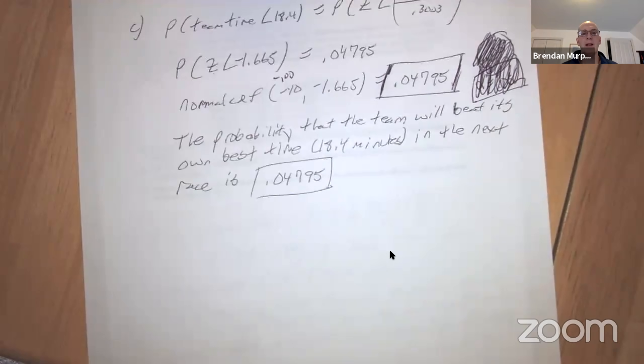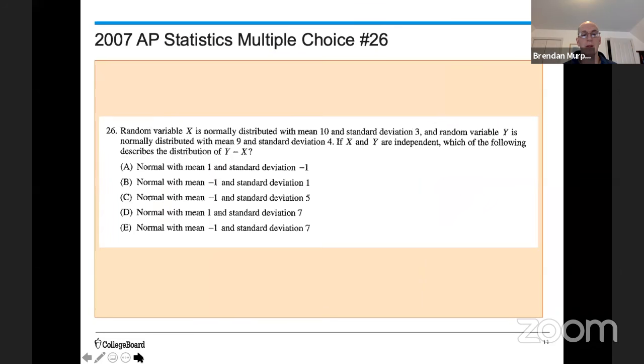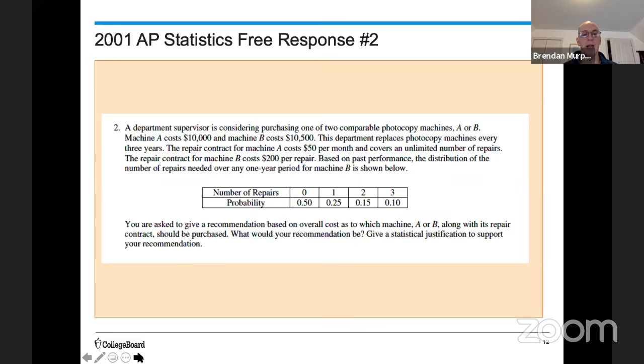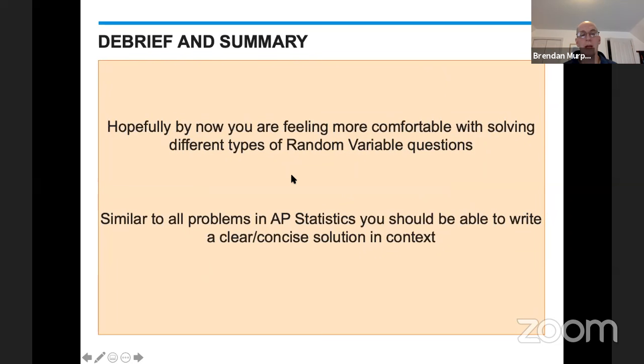So anyway, those were, I think, all of the problems that I had for random variables. So let's just check to see if we've done them all. I think we have. So that was good. So real quick, hopefully you're feeling more comfortable with solving different types of random variable questions. I'll just open that up and say probability. Between the probability I did Monday, Luke did binomial and geometric yesterday, and I did some random variables, hopefully probability you're feeling much more comfortable with.